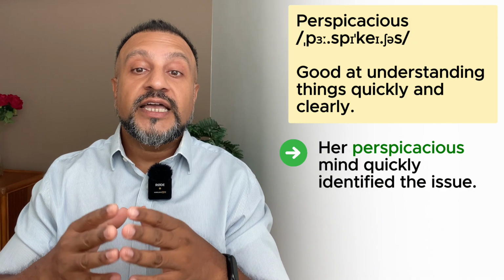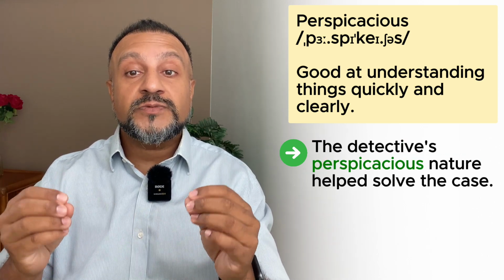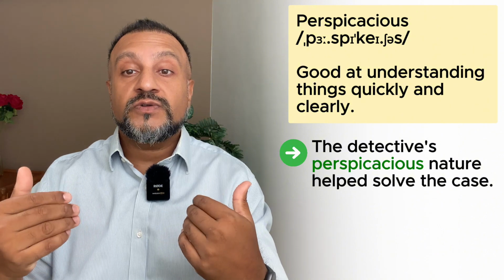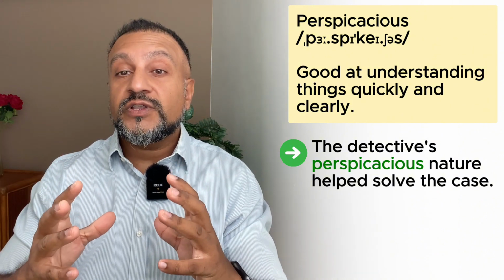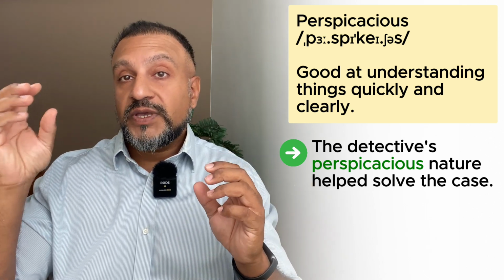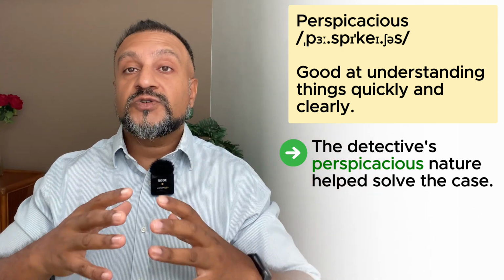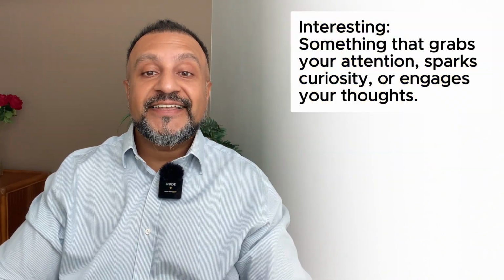For example, his perspicacious mind quickly identified the issue. The detective's perspicacious nature helped solve the case. So here the detective was very good at understanding things quickly and putting the pieces of the puzzles together to understand the overall picture.